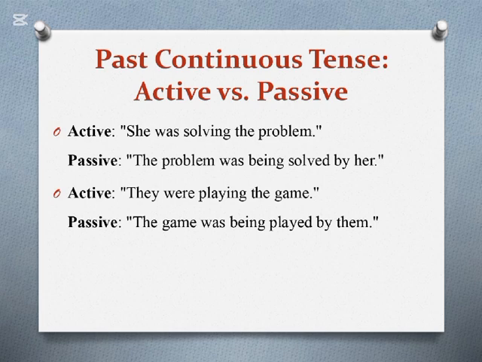Past continuous tense, active versus passive. Active: She was solving the problems. Passive: The problems were being solved by her. Active: They were playing the game. Passive: The game was being played by them.